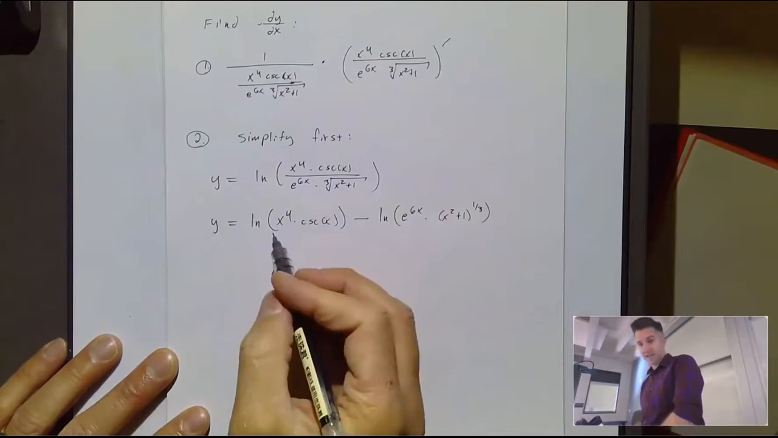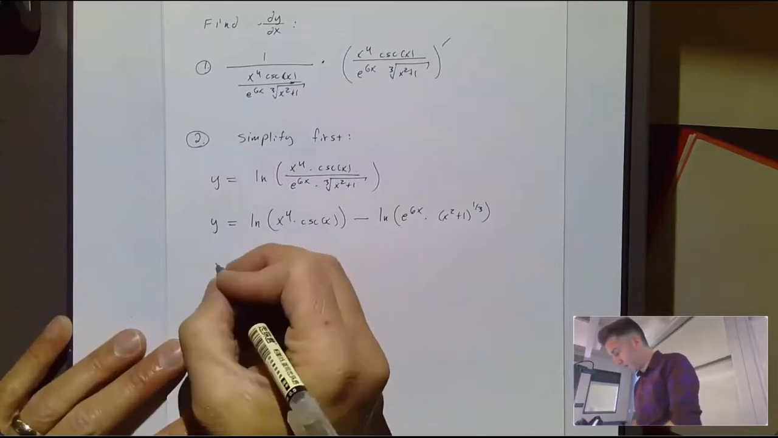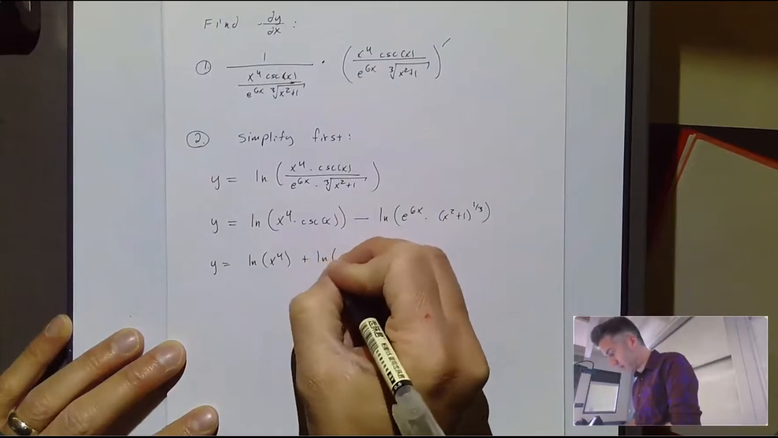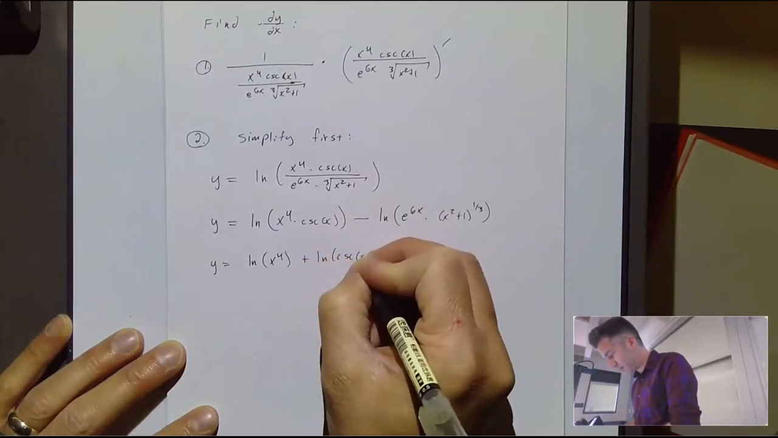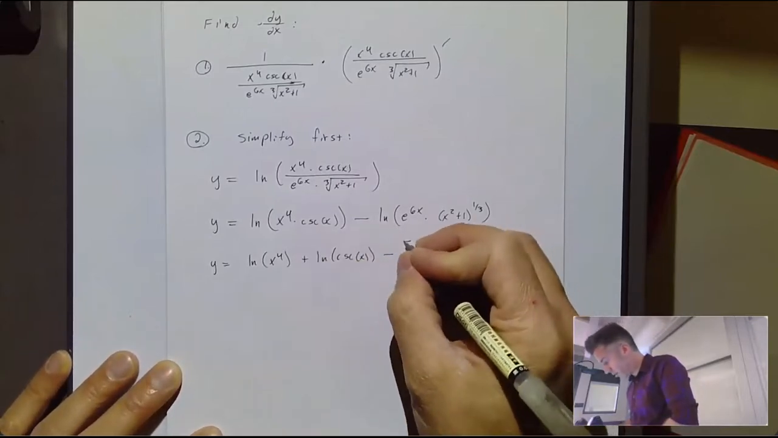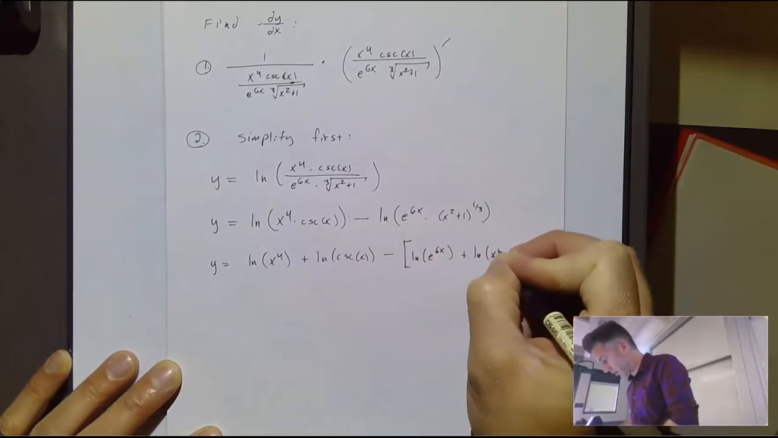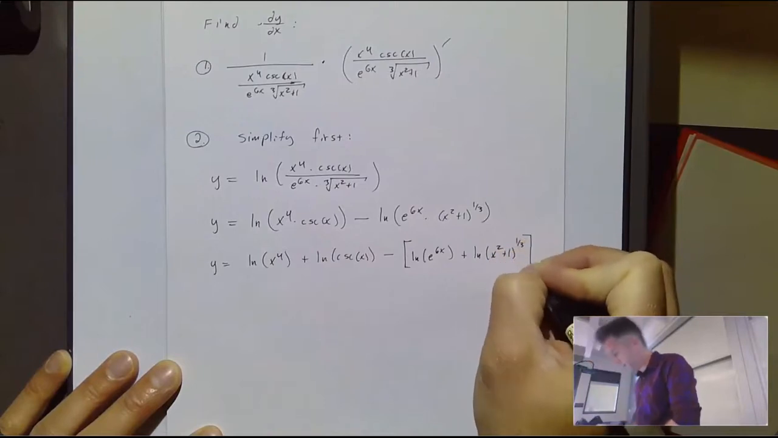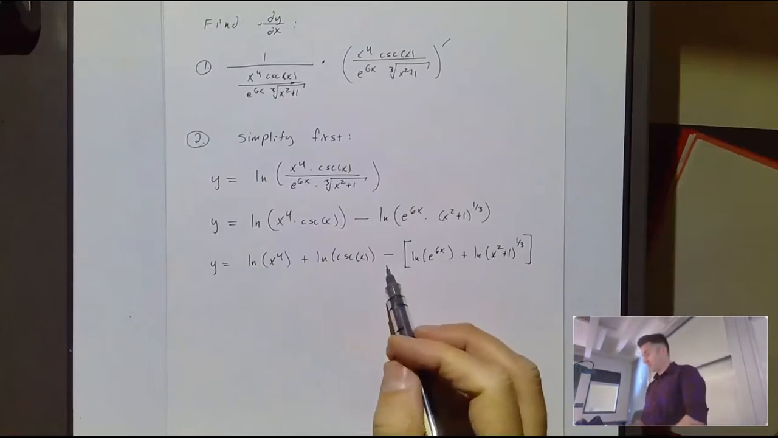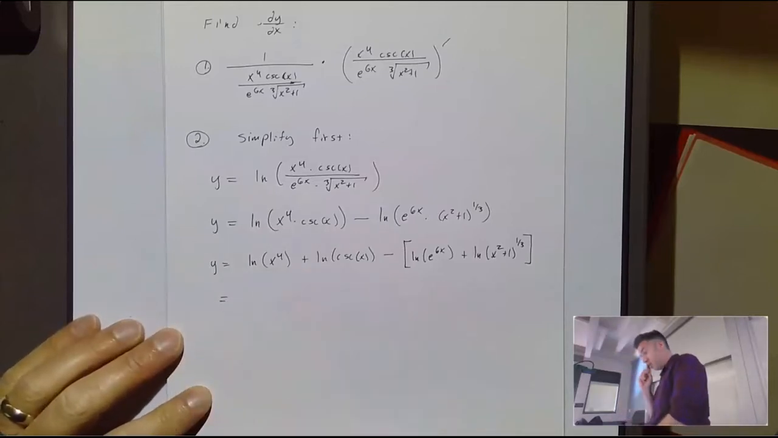And then I see some logs of products. So I'm going to write this as the natural log of x to the fourth plus the natural log of cosecant of x minus, now I want to be extra careful here. I'm going to have the natural log of e to the 6x plus the natural log of x squared plus 1 to the 1/3. And I wrote brackets around that to remind myself that this minus sign has to distribute to each of those terms.